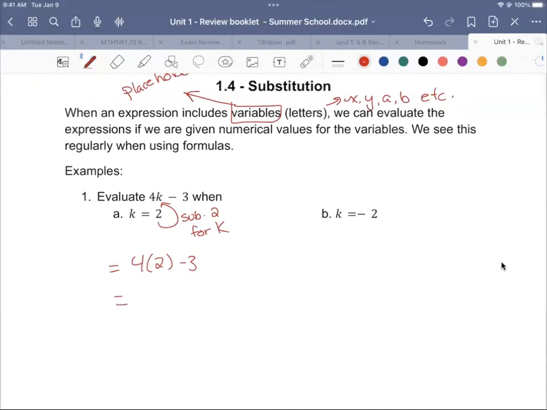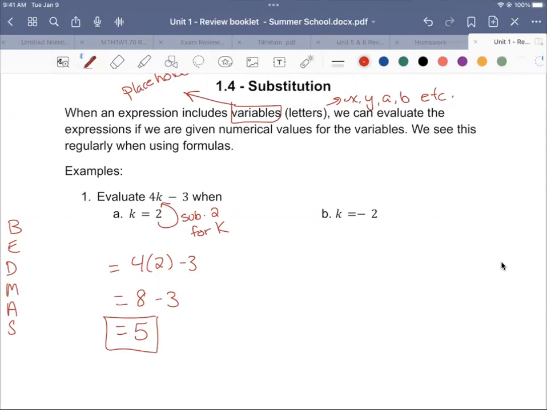Now we just have to go through BEDMAS. 4 times 2 is 8. Minus 3, because multiplication comes before addition and subtraction. 8 minus 3 is 5. So when k is equal to 2, that mathematical operation is equal to 5.